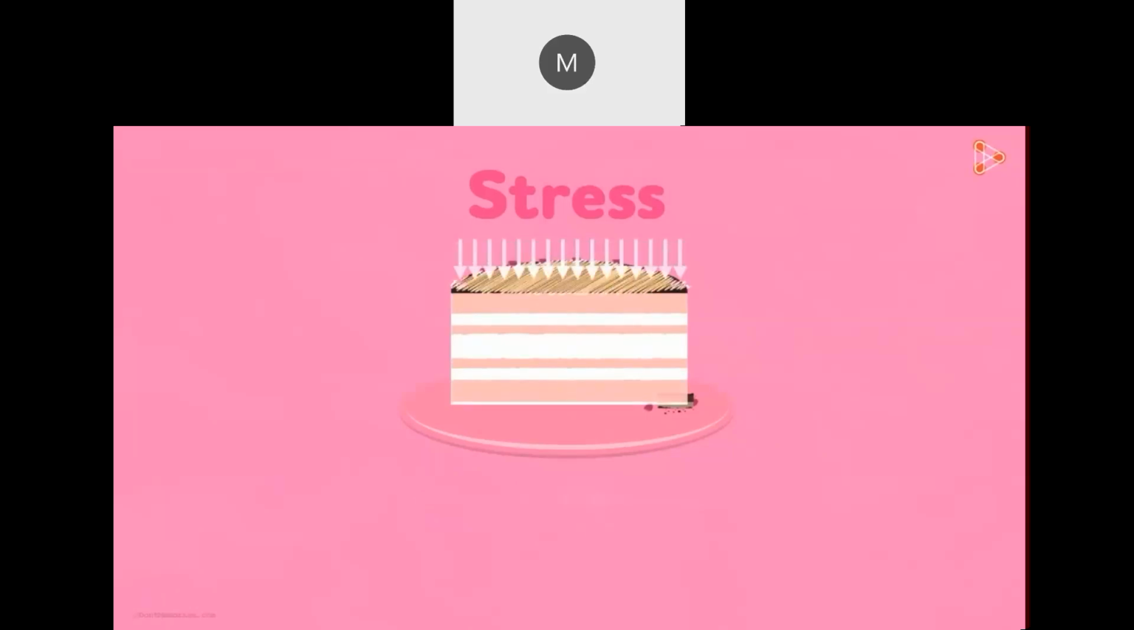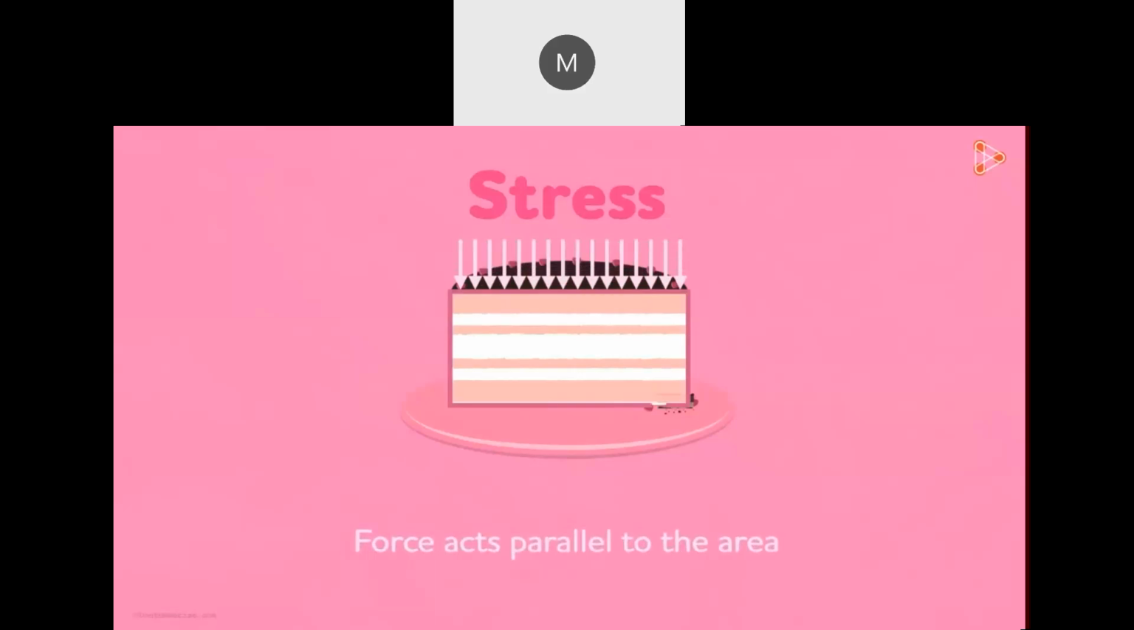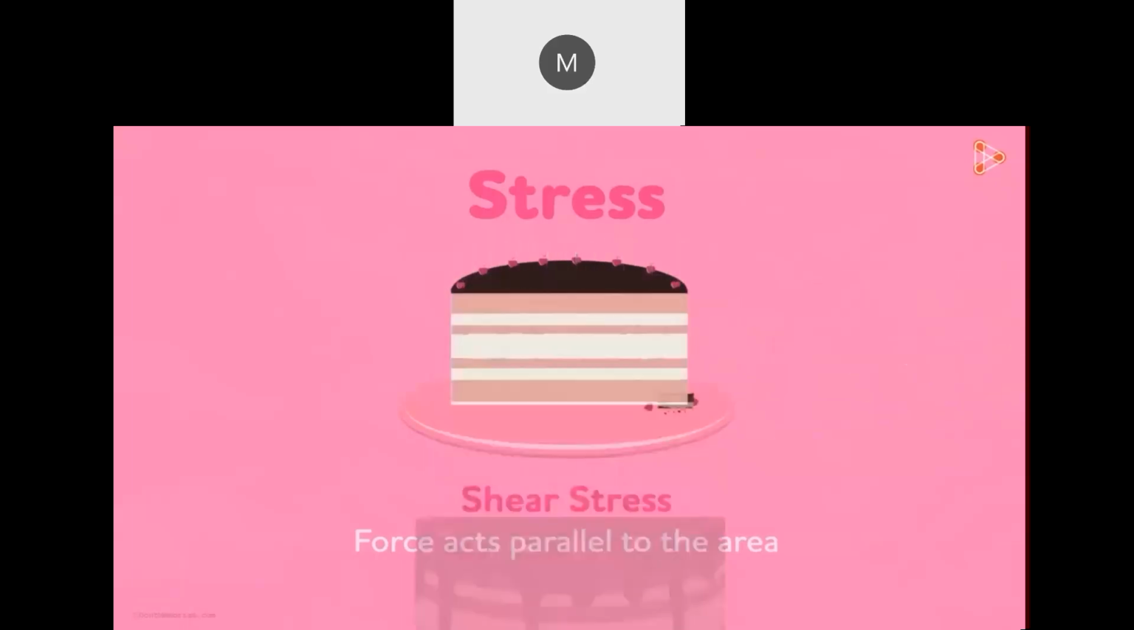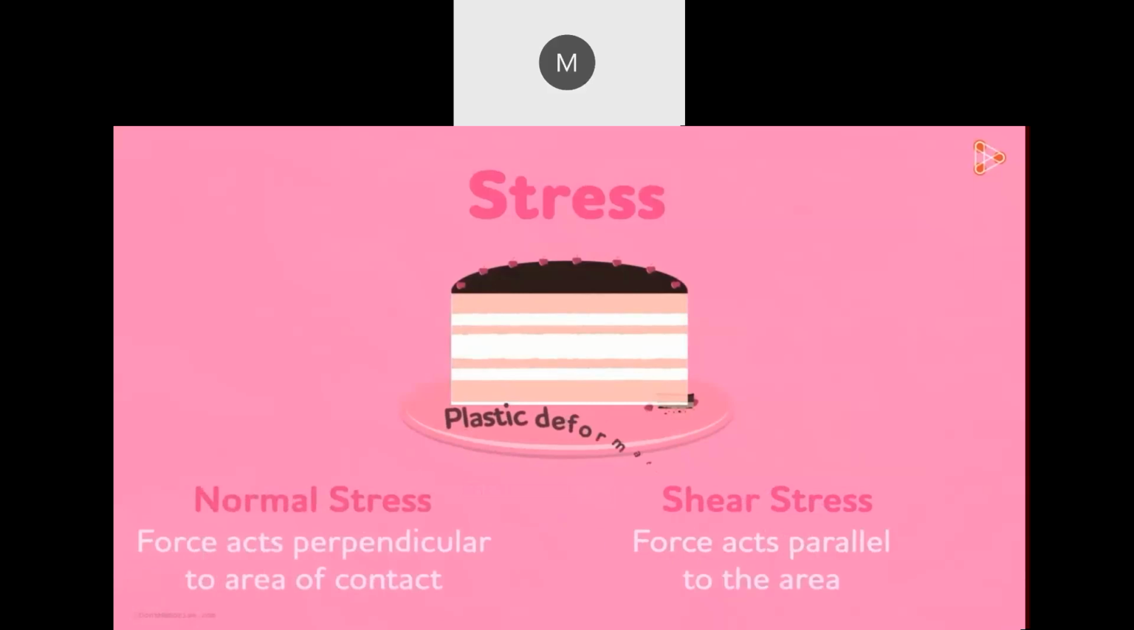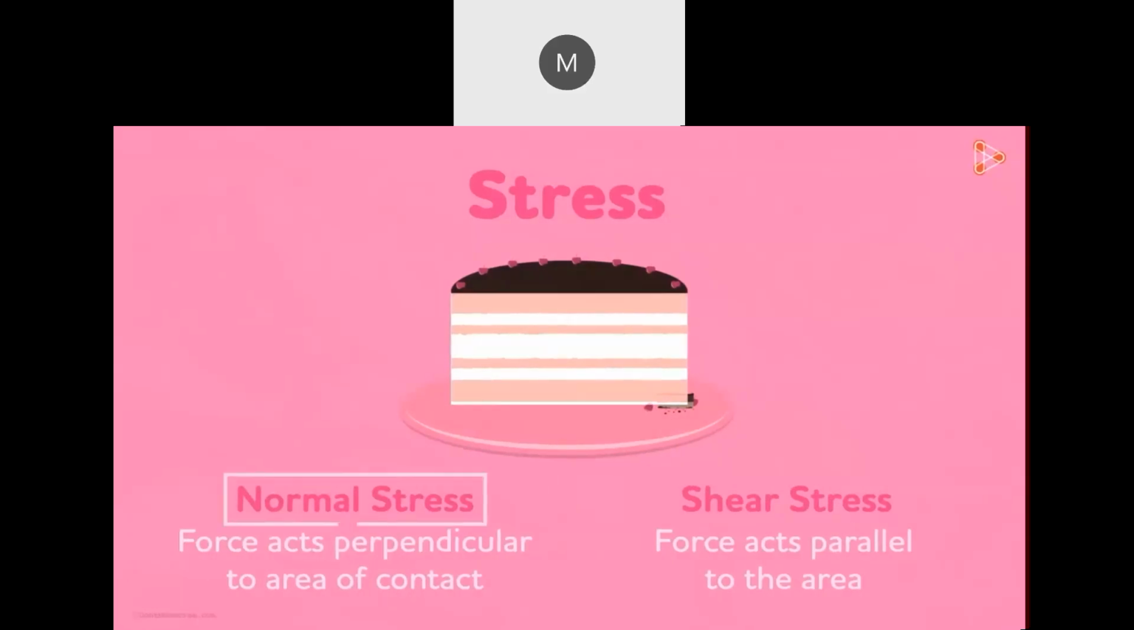The area on top is not the only area that experiences stress. As we pierce the knife in, this cross-sectional area experiences stress too. We can also see that the force is not perpendicular to this area. It acts parallel to it as we are pushing the knife straight down. If the force acts parallel to the surface, it exerts shear stress. This stress tries to push the two surfaces away from each other. Normal stress is where the force acts perpendicular to the area of contact, while shear stress is the force that acts parallel to the area.